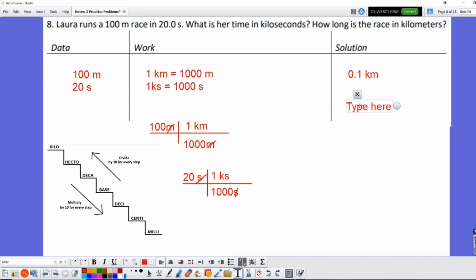So let's go ahead and type that in. 0.02 kiloseconds. So that's the solution for practice problem number 8.